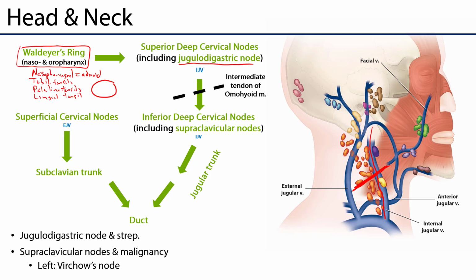And so here we can see that jugulodigastric node. And so all of those pharyngeal MALT tissues are going to drain there. So the jugulodigastric node is going to become inflamed generally whenever there is an immune response mounting. And so from Waldeyer's ring, which is a common place to mount an immune response.